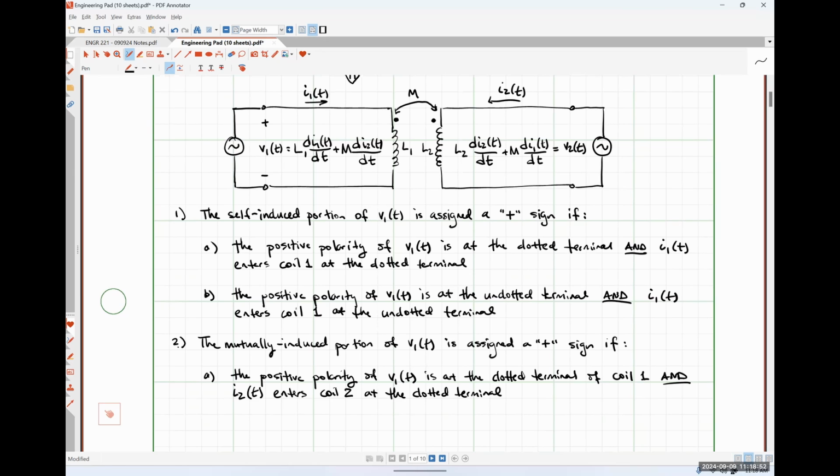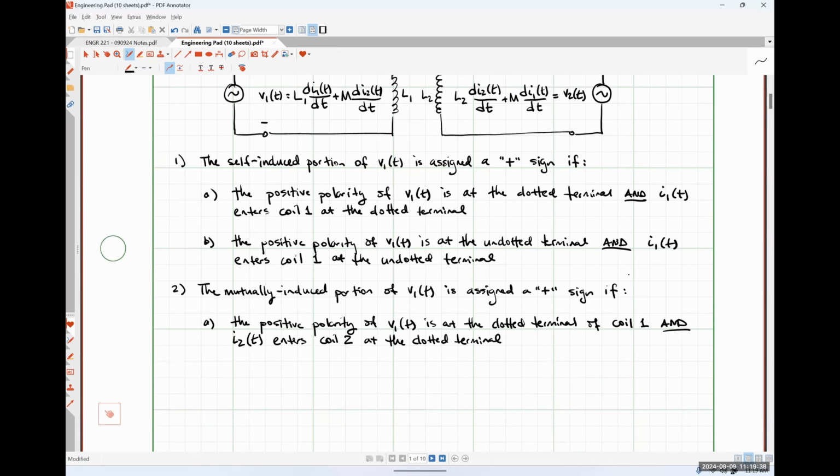So the first condition that I'm checking is the positive polarity terminal of V1 at the dotted terminal? The answer is quite obviously yes. Then I'm looking at how current 2 flows into coil 2. Since this current I2 is flowing into the dotted terminal of coil 2, both of these conditions are met, and so our mutual term gets a plus sign. So this is where things can get a little bit wonky because we're looking at how the voltage refers to the dot on coil 1 and how the current is behaving with respect to the dots on coil 2.